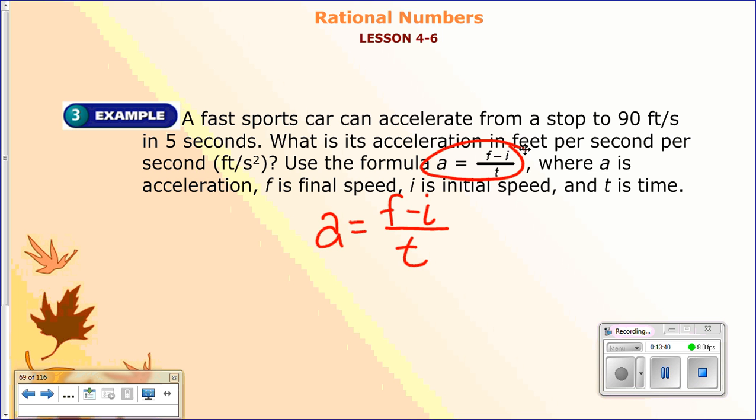All right, so let's check this out. Well, final speed. I know that the final speed we went is 90 feet per second. The initial speed, well, it tells me it's from a stop to 90 feet per second. That means we weren't going at all to begin with. Our initial speed was 0 because we weren't moving. We were stopped. And our time, well, it took 5 seconds.